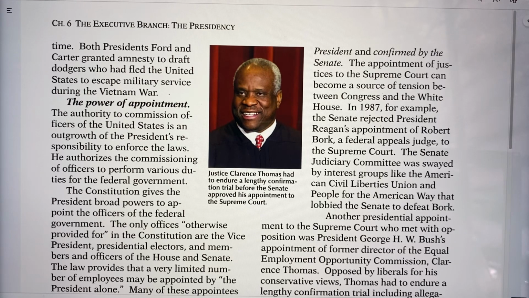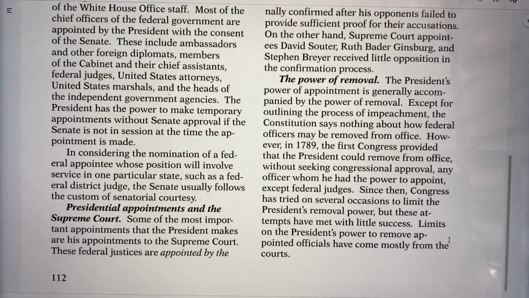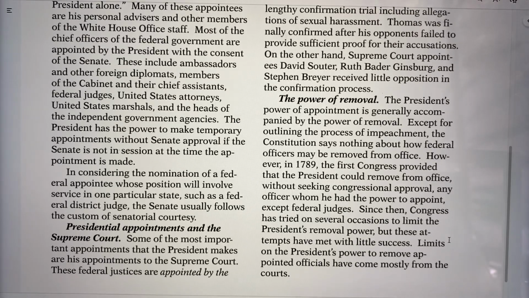So the federal appointee involving a specific state, like a federal district judge, is also given what's called senatorial courtesy. Let's go down and see if it talks more about senatorial courtesy here. It says, in considering the nomination of a federal appointee whose position will involve service in one particular state, such as a federal district judge, the Senate usually follows the custom of senatorial courtesy.